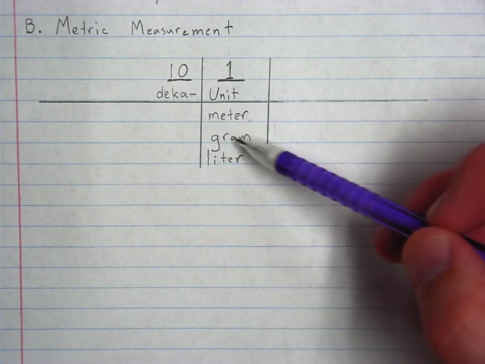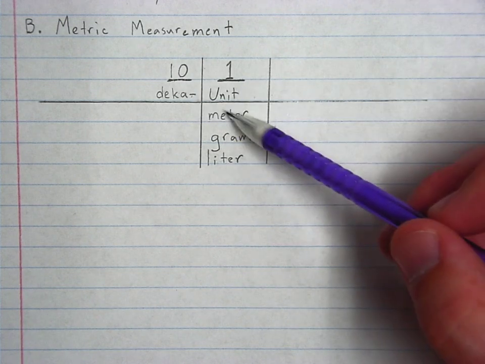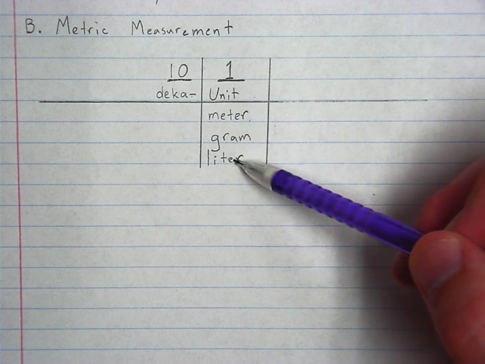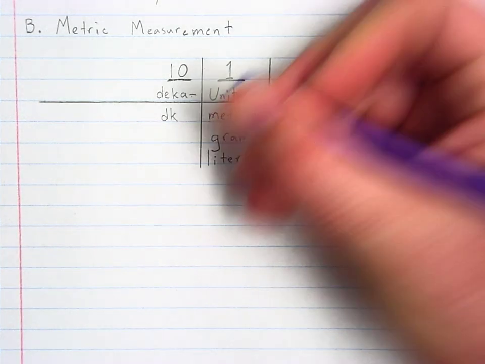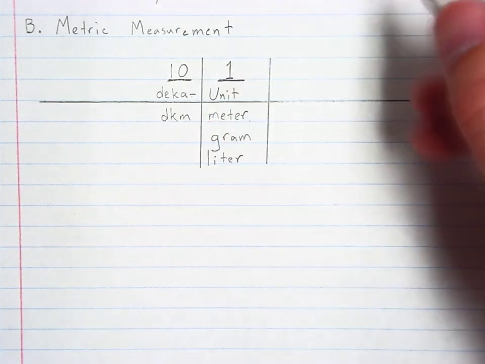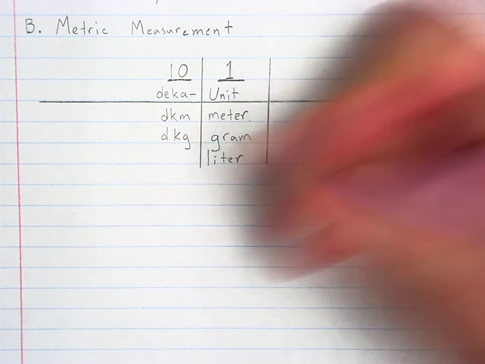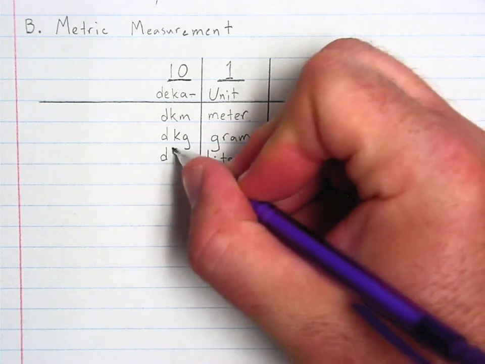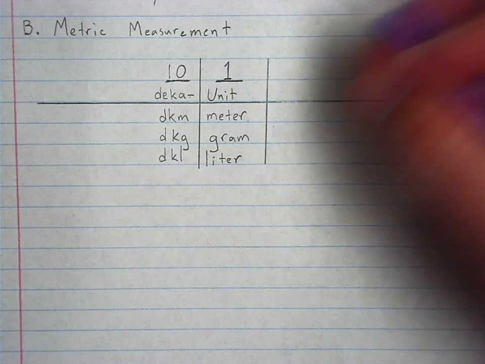Decameter, decagram, decaliter: 10 meters, 10 grams, 10 liters. We use these abbreviations so we don't have to write that out every time, and it's nice and consistent. It follows a pattern.